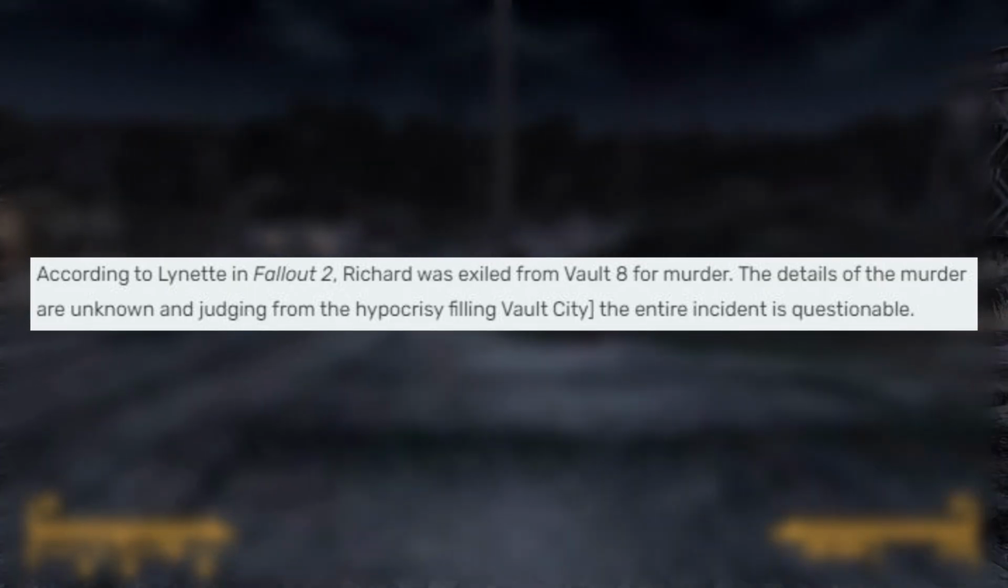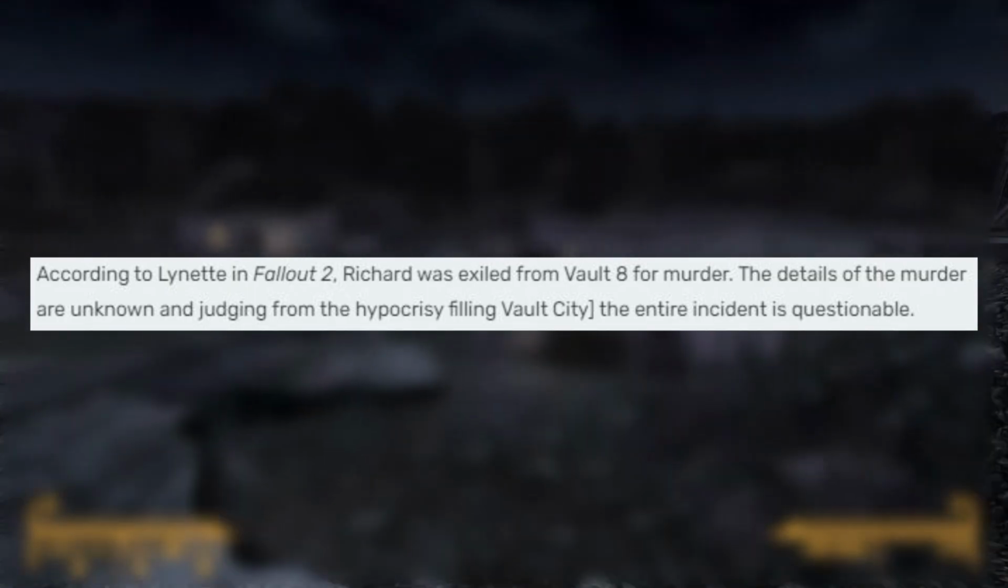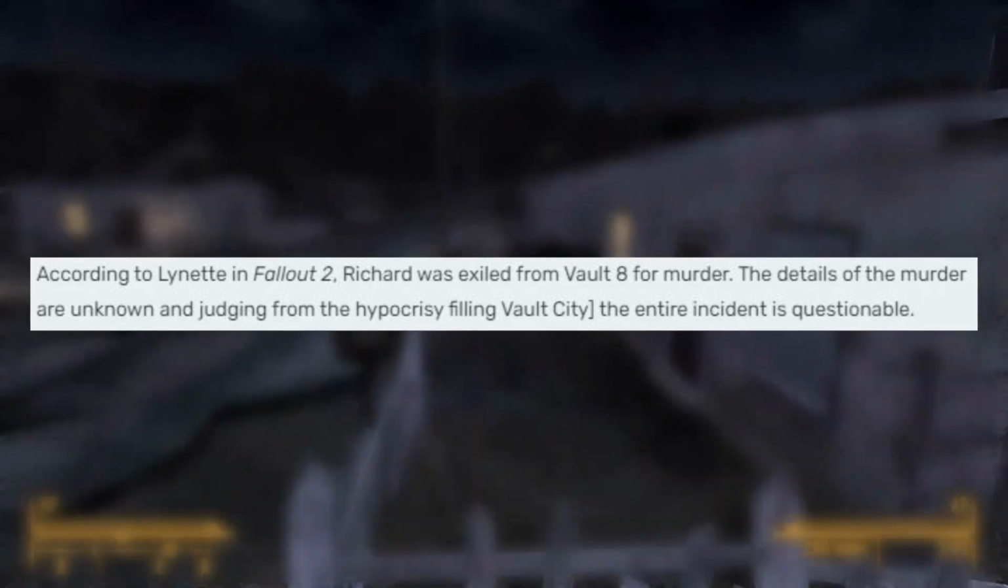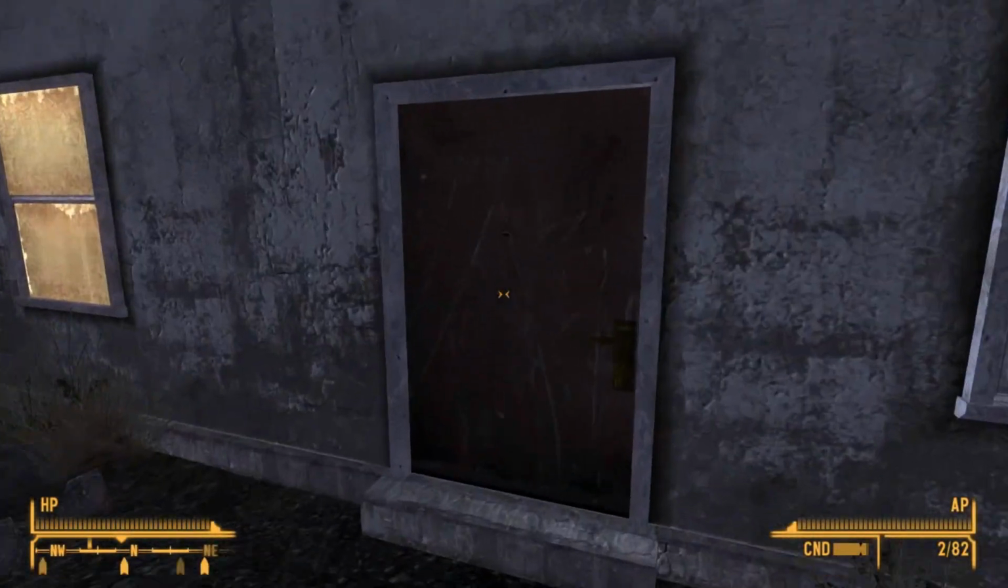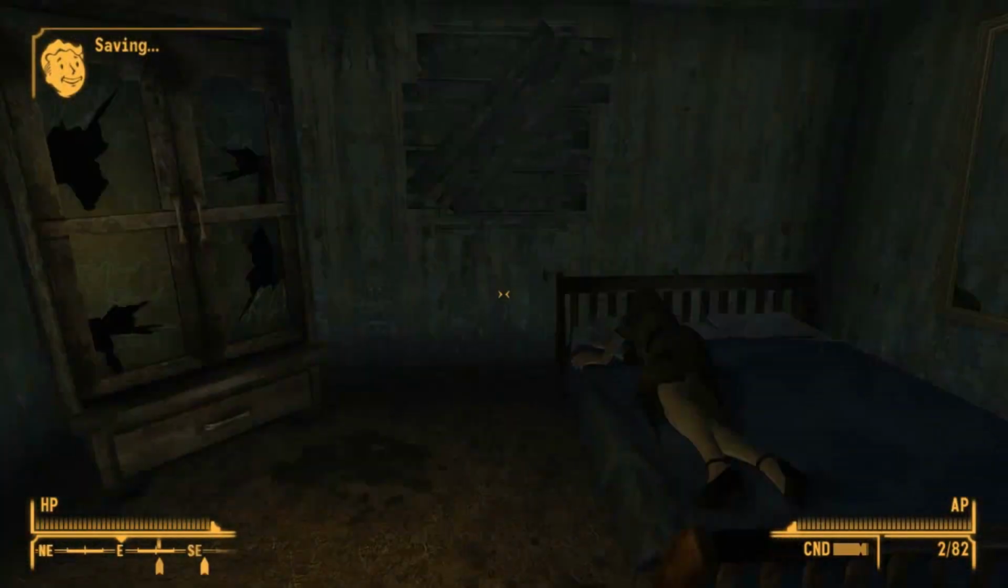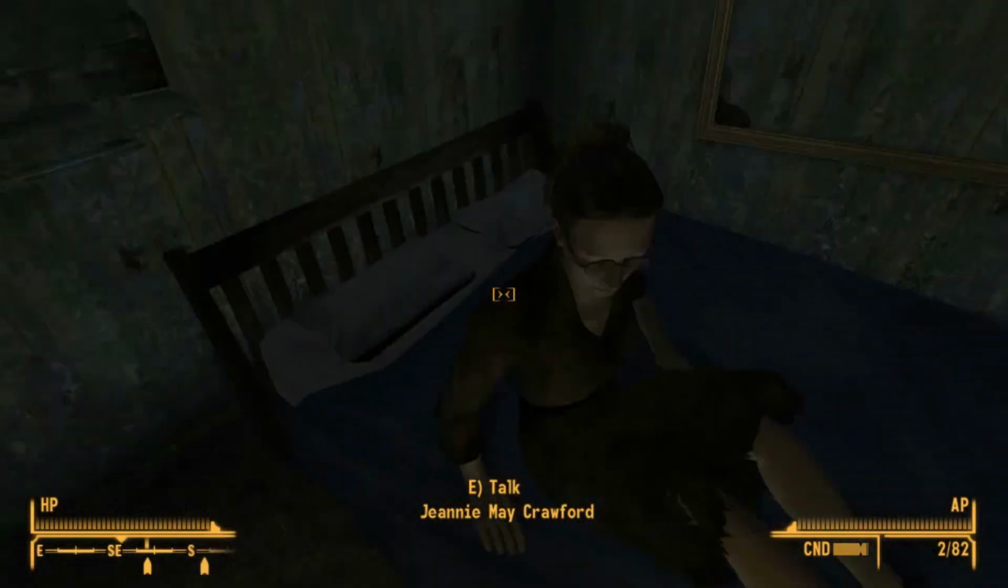The details of the murder are unknown, and judging from the hypocrisy filling Vault City, the entire incident is questionable. Chris seems to imply here that Richard Gray's exile from Vault City may have been completely fabricated, which would be an interesting footnote in the history of Vault City.